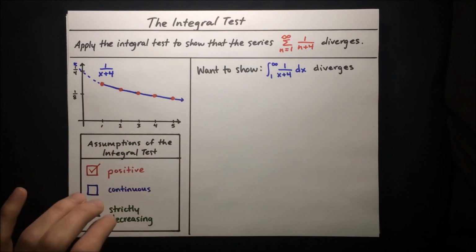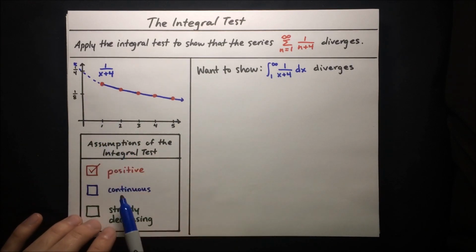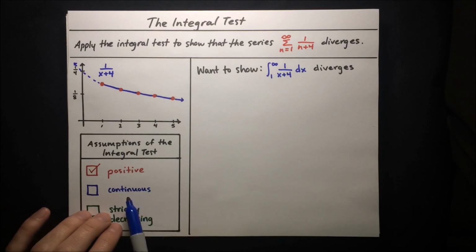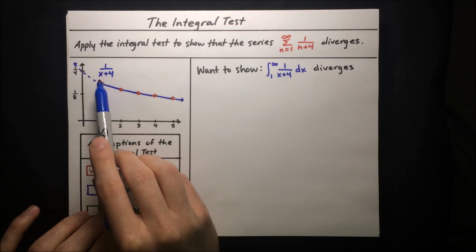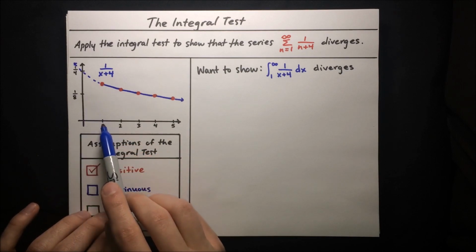Great. Now, is this function continuous? Well, the only problem with continuity would be if the denominator goes to 0. And the denominator goes to 0 when x is negative 4. But negative 4 isn't in the domain we're interested in.